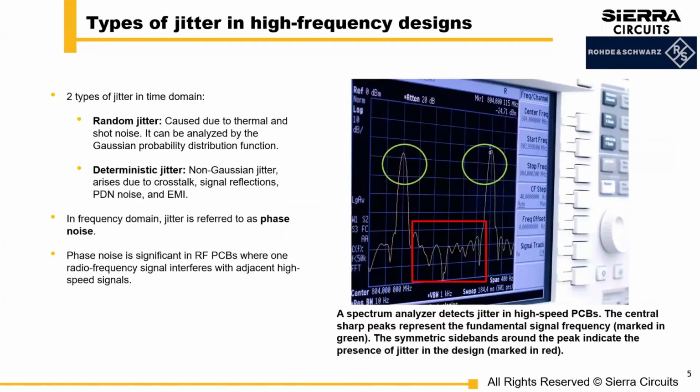Regarding the types of jitter in high frequency designs, jitter in the time domain can be categorized into two types: random jitter and deterministic jitter. In the frequency domain, jitter is referred to as phase noise, and this is critical in high frequency applications like RF PCBs. Phase noise can cause interference between adjacent signals as well, both at the transmitter and receiver ends.